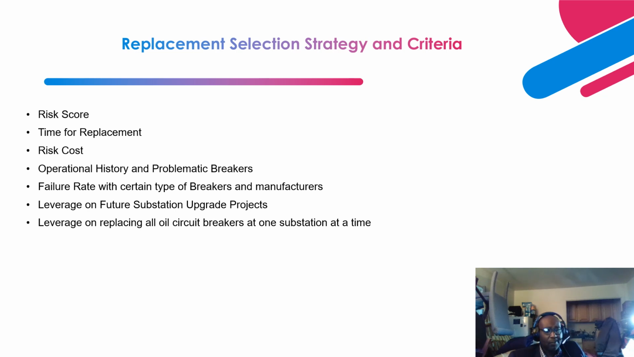So that itself will adjust the position, basically based on the cost and the time left for replacement. So the time left for replacement also is a factor, right? Next is operational history, right? And problematic breakers.